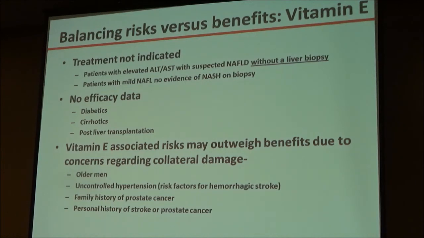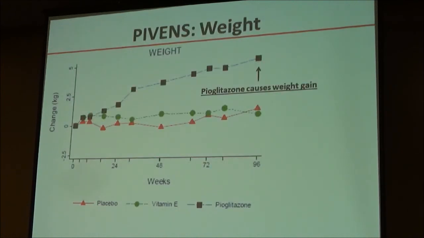So you really need to look at vitamin E and weigh the benefits against the risks to make sure that you don't put a patient at collateral damage, especially the older men, uncontrolled hypertension, a history of prostate cancer, or a history of personal stroke or prostate cancer. Now, what about pioglitazone?